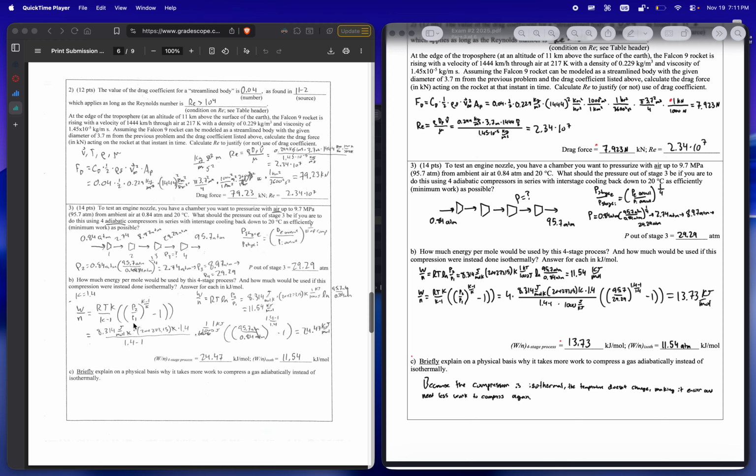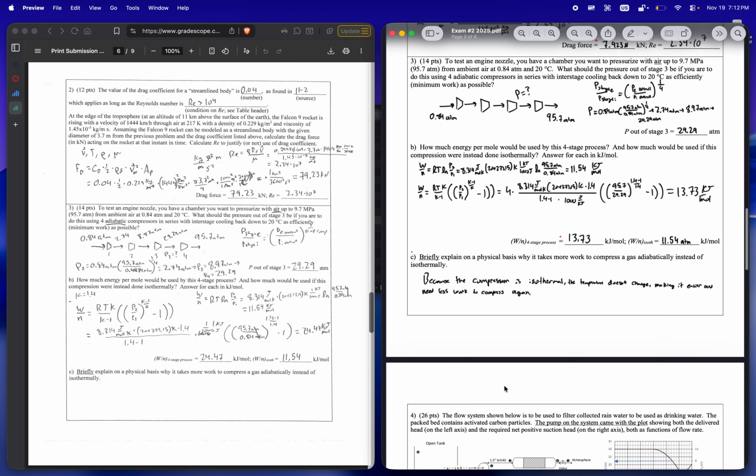But when I tried that for the adiabatic, that doesn't hold up because the temperature changes, it's not isothermal. So I just did it for one stage and then multiplied it by 4. I just did the last stage from here to there, and then multiplied by 4, which got this. And then, because it's isothermal, the temperature doesn't change, making it easier and need less work to compress again.